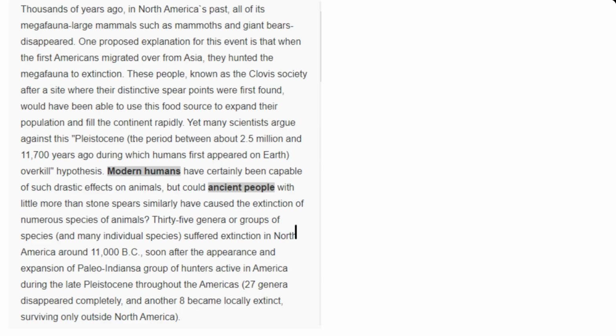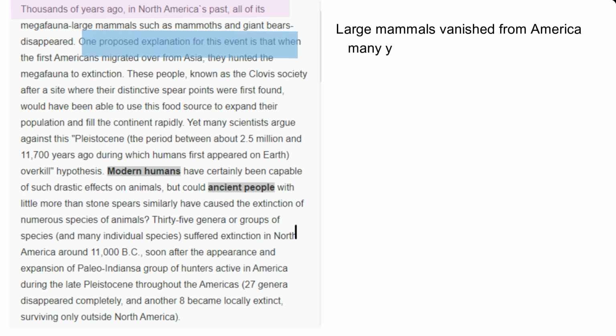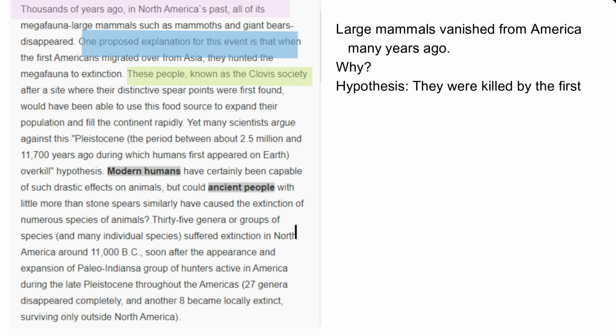First paragraph. This is the first paragraph. It begins with a puzzling fact. Large mammals disappeared in North America thousands of years ago, and it aims to explain why this happened. One theory suggests that when people living in Asia migrated to America, they hunted the large mammals to extinction. The next sentence provides details about these first Americans, known as the Clovis Society.